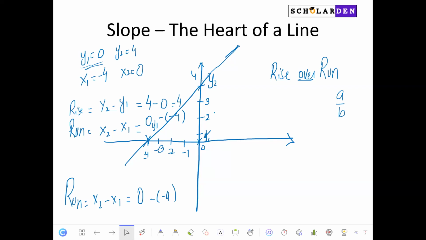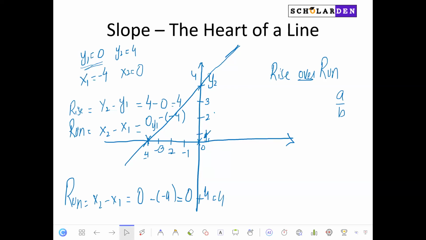We see that the line is going upwards as we go along the x-axis. If you realize that, that's wonderful. The rise is 4, and the run is also 0 plus 4, which is 4.